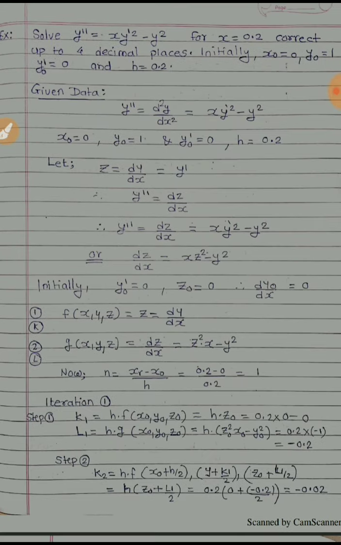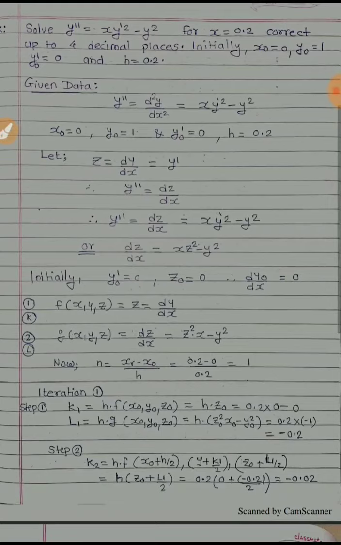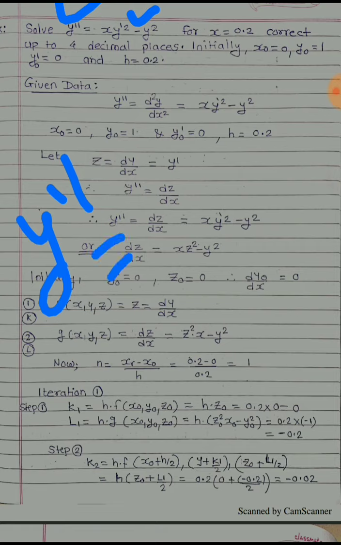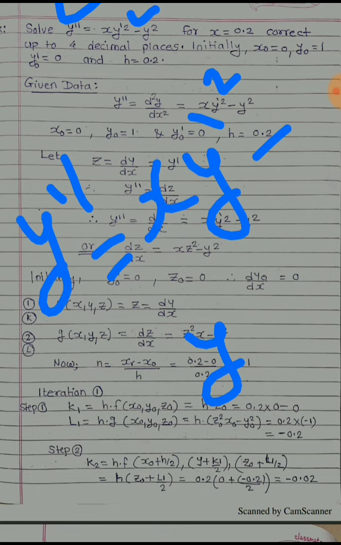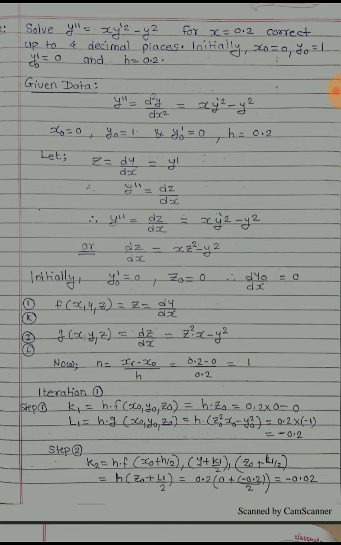See friends, the first problem statement goes as: solve y double dash is equal to x, y dash square minus y square. This is the equation given. We are supposed to solve it for x equal to 0.2, correct up to 4 decimal places.